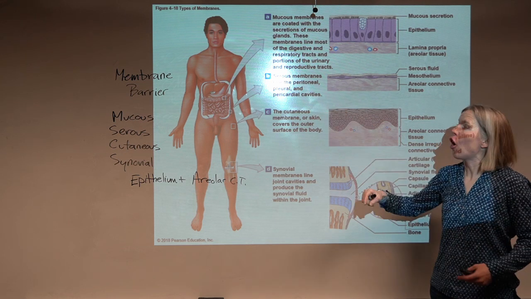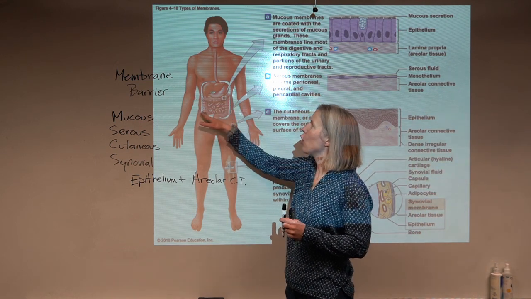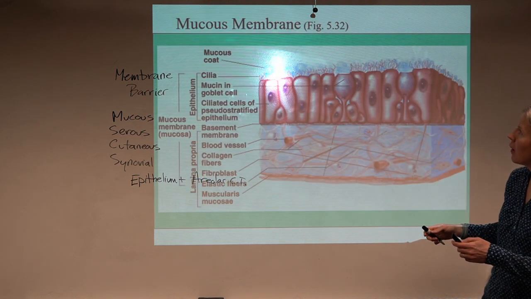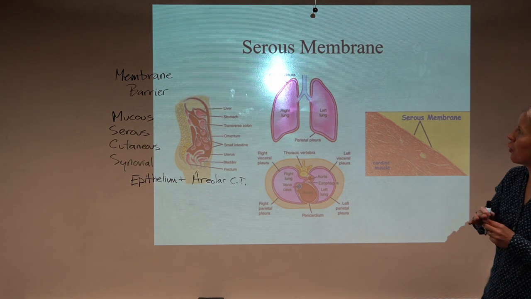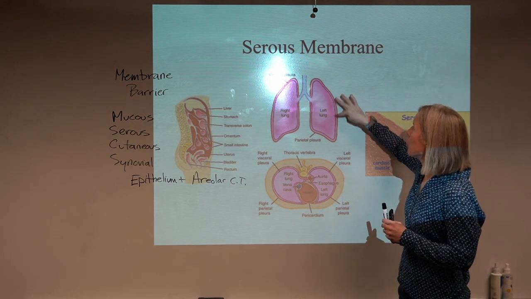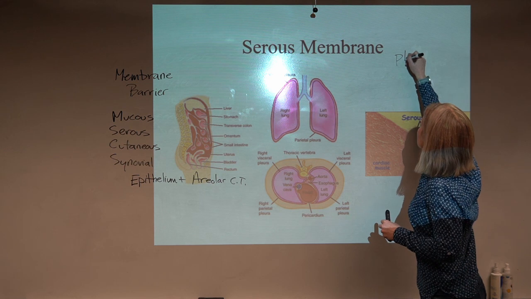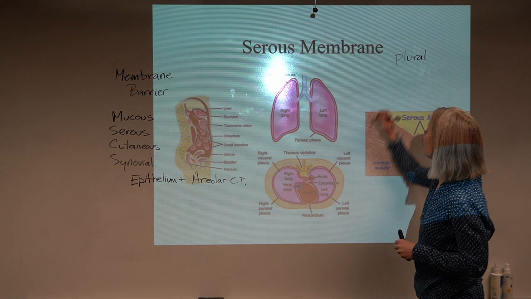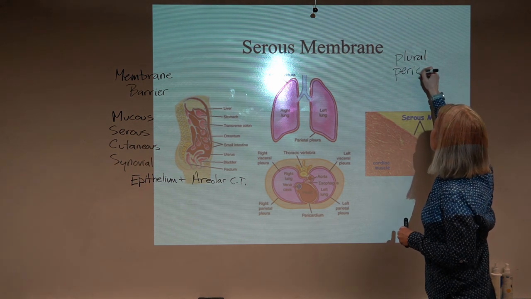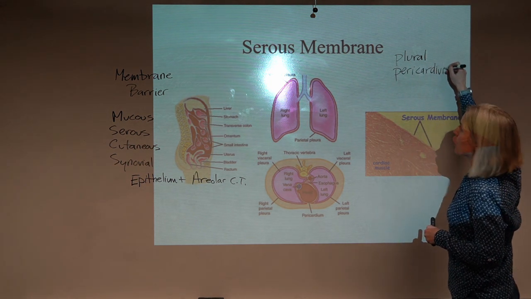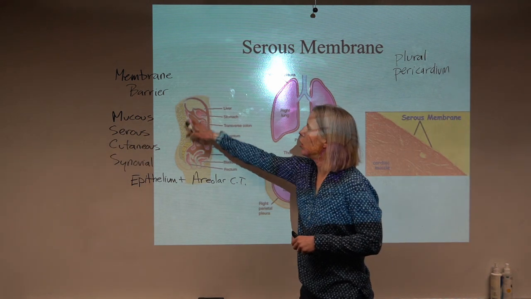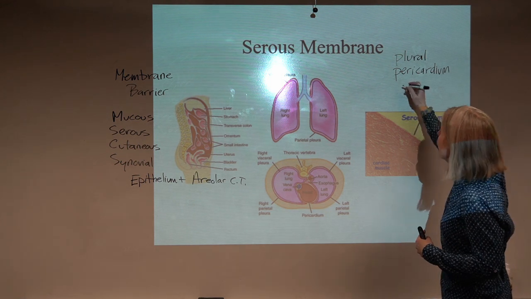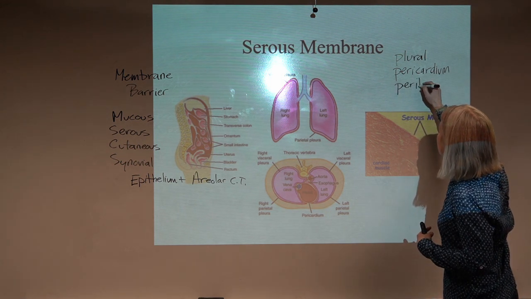Serous membranes are going to line these closed internal body cavities. So here are your examples. We have the pleural cavities surrounding the lungs. We have the pericardium surrounding the heart. And then all of that ventral body cavity, the abdominal cavity there, is lined by the peritoneum.